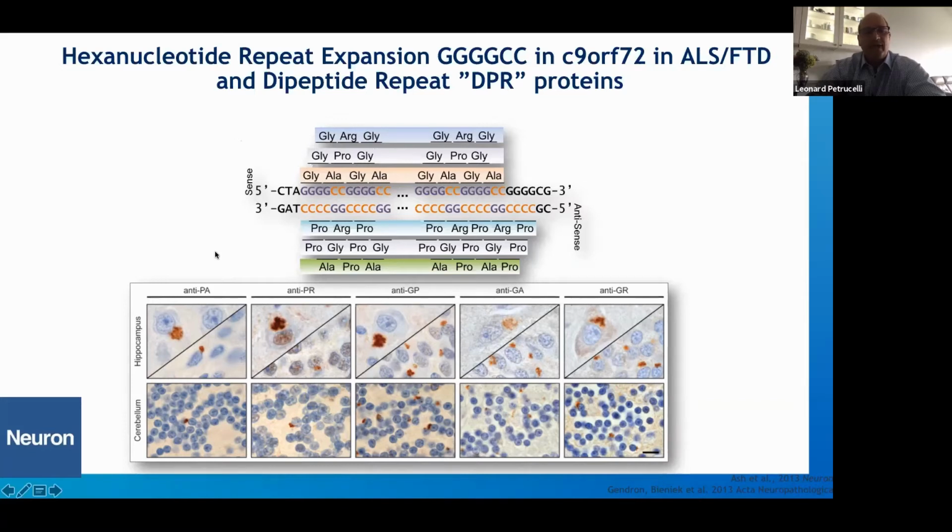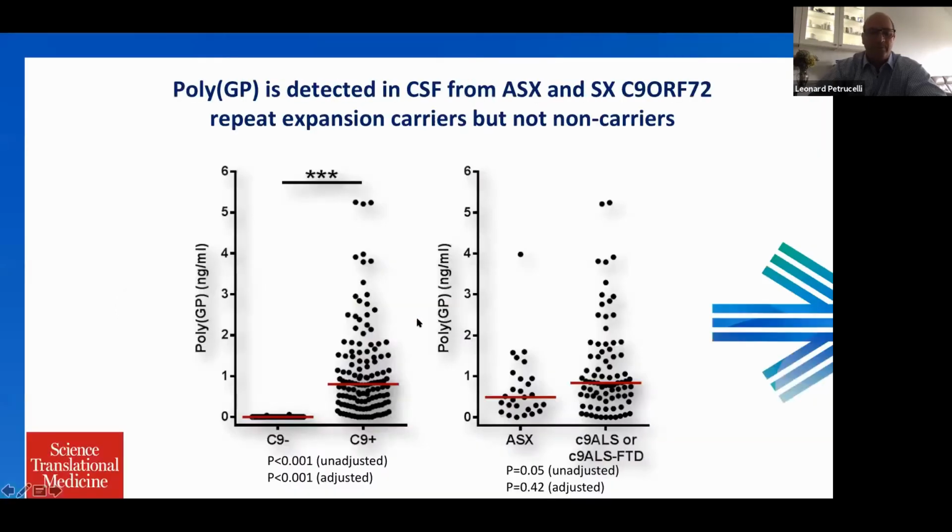And as a result, it was what we showed, as well as the colleagues in Dr. Dieter Edbauer's group, that these dipeptide repeats, in fact, do exist in postmortem tissue of only those individuals that have the C9 mutation. Not only do they exist in the sense direction, but they could also occur in the anti-sense direction. And the unique dipeptide repeats would be the glycine, the proline alanine, the proline arginine.